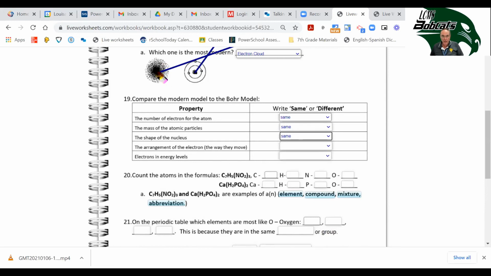The arrangement of the electrons. Well, yeah, look at this arrangement and this arrangement. So that is different. And the electrons move in energy levels. Both of them show that the electrons move in energy levels. This just shows that it's flat and they're kind of going around like in orbits. Whereas this one has like all the places around the atom where the electron could be found. So this is the same.